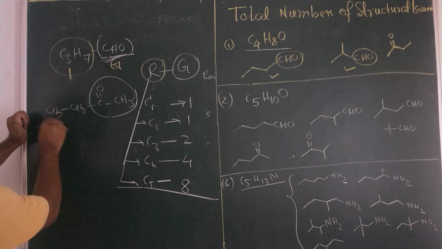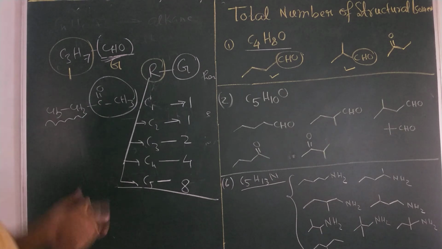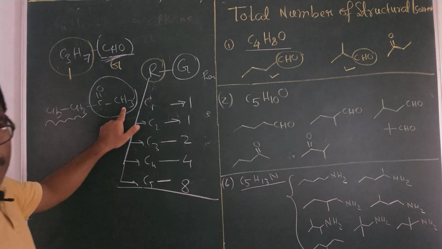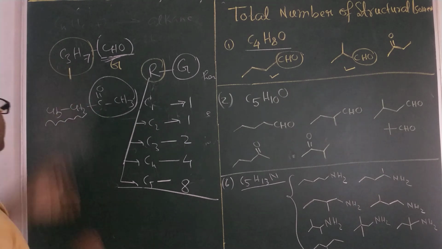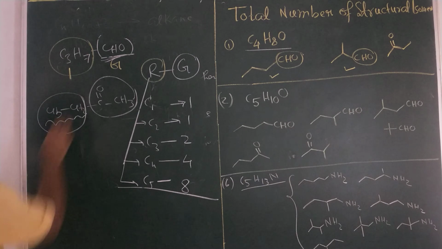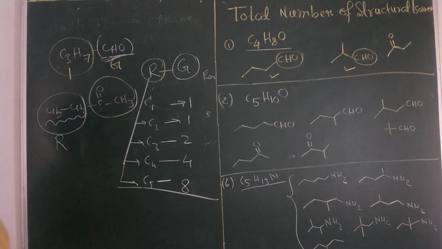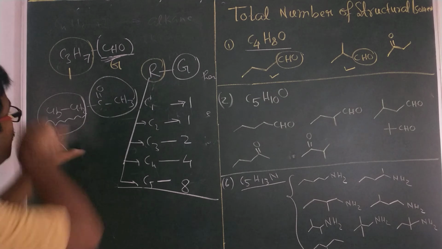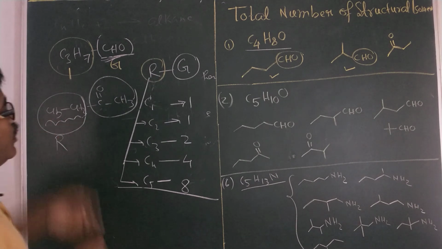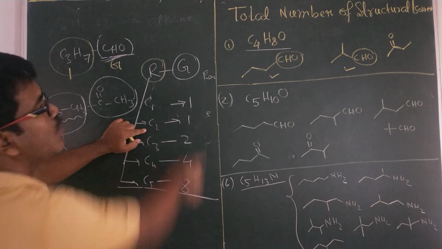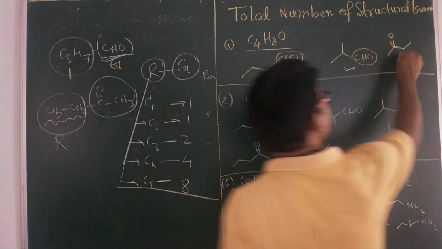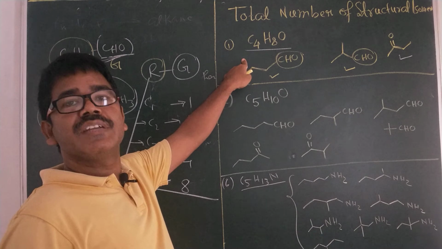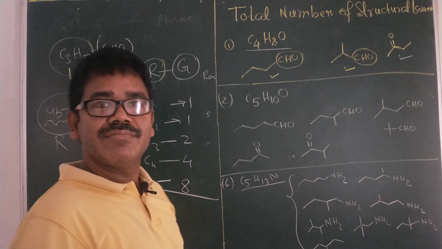Now we need to see here. With the CO group, on the left hand side there are 2 carbons, on the right hand side there is 1 carbon. We need to treat the larger number of carbons as the R. How many carbons are there on the left hand side? Only 2 carbons. For 2 carbons, what is the number of isomers? Only 1 isomer. Therefore, with this particular molecular formula, the total number of aldehydes and ketones possible is only 3.